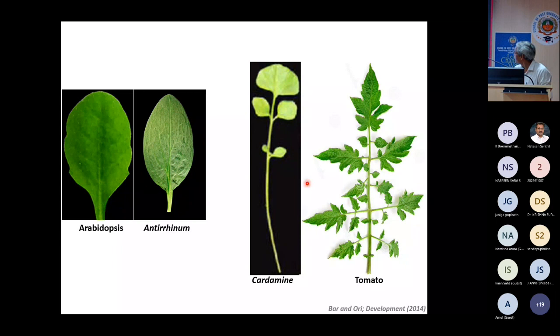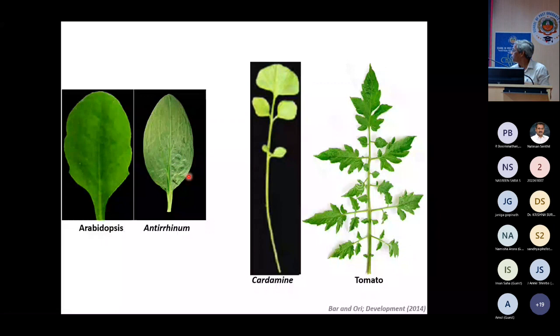Why do I call them compound leaves? Because in a single leaf, there are multiple leaflets, which are separated far away. It is a compound leaf. But then you can argue, why are you calling this a compound leaf? Maybe this is a leaf and this is a leaf and this is a leaf, you know, five different leaves. It's not true, because when they originate, all these leaves originate as a single simple structure.